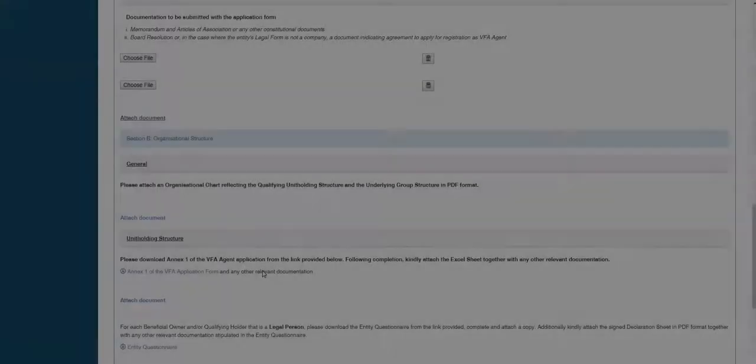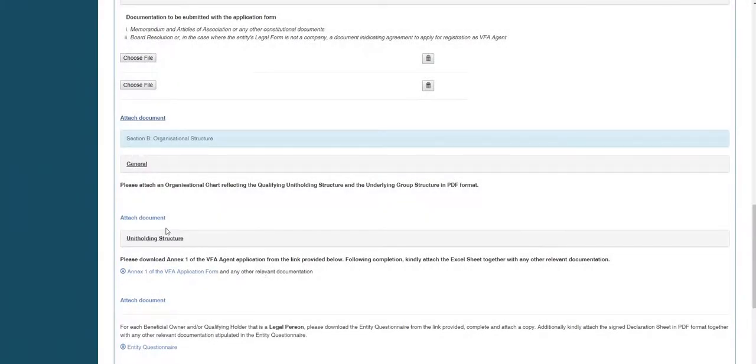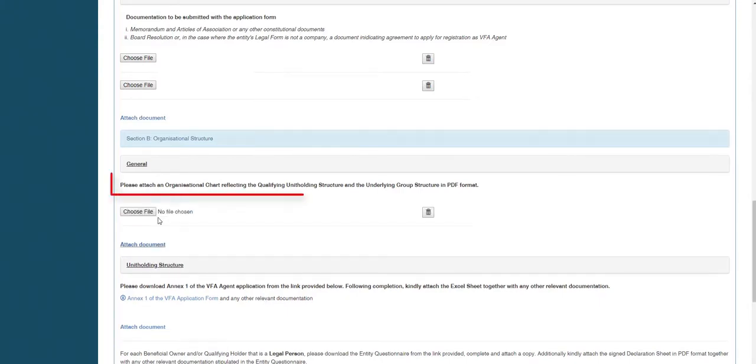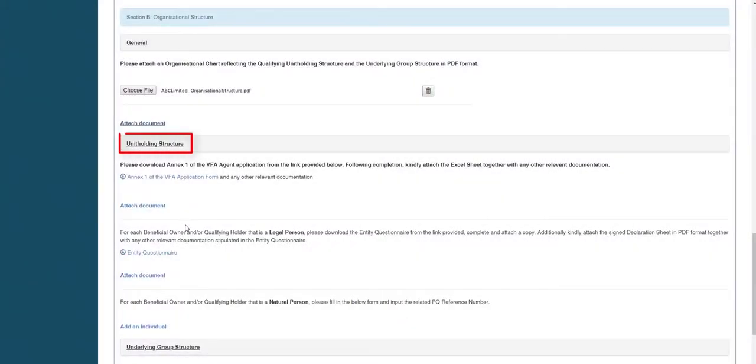Section B. Organizational structure. The applicant is required to provide an organizational chart reflecting clearly both the existing or proposed unit holding structure and the group structure, depending on whether the entity has been formed or not. The unit holding structure should clearly depict its hierarchical setup, including the percentage unit holding of all the unit holders up to the ultimate beneficial owners.